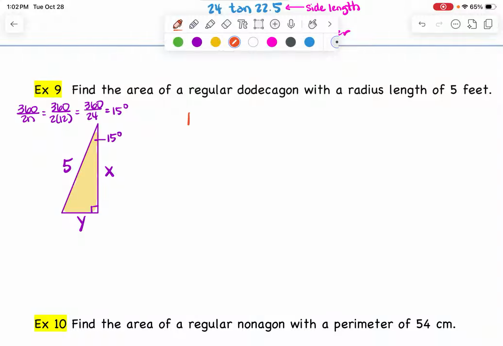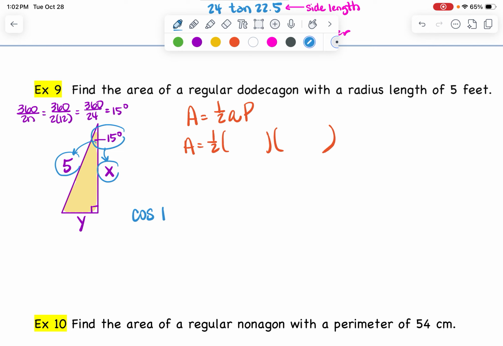All right, so here we go. My formula is 1/2 apothem times perimeter. Now, unfortunately, I don't have either one of those things, so I'm going to have to go find the apothem and the perimeter. So the apothem is X, right? All right, so I'm going to use my 15-degree angle on the 5. Let's see, it looks like X is the adjacent, and 5 is the hypotenuse, right? So SOHCAHTOA, adjacent over hypotenuse. So this is going to be cosine of 15 equals X over 5.